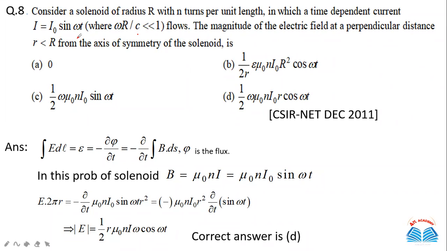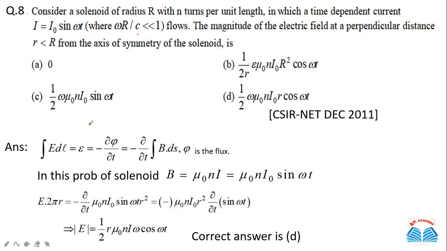Time dependent current is given. We have to find the magnitude of electric field. You know the concept of a solenoid. In the solenoid, there is always a magnetic field. So current is given, and the magnetic field is always there in the solenoid, so we can calculate the electric field.